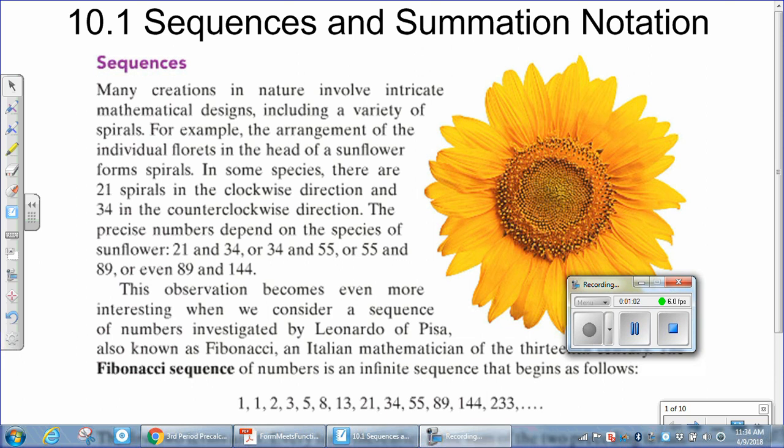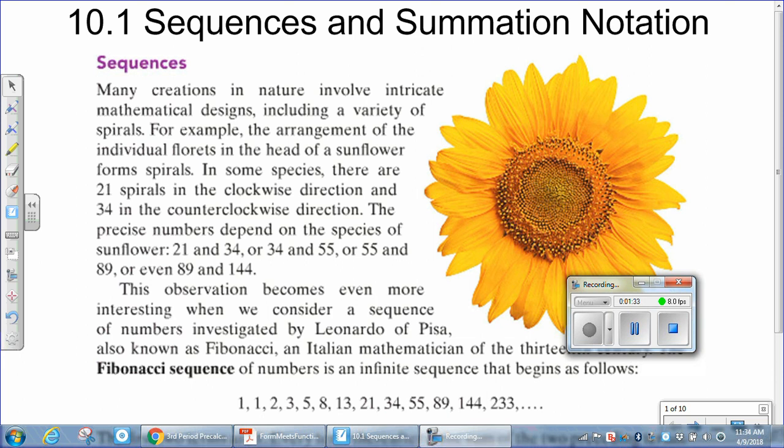One of the most famous ones is the Fibonacci Sequence, which is named after Leonardo of Pisa, also known as Fibonacci, an Italian mathematician of the 13th century. The Fibonacci numbers are very special because they can be seen in nature patterns.